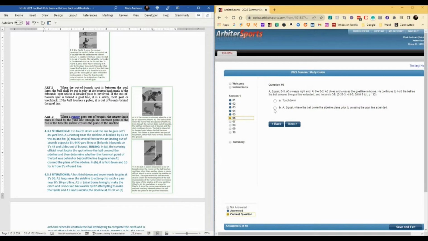The answer is B, a third and goal where the ball broke the sideline plane prior to crossing the goal line extended.